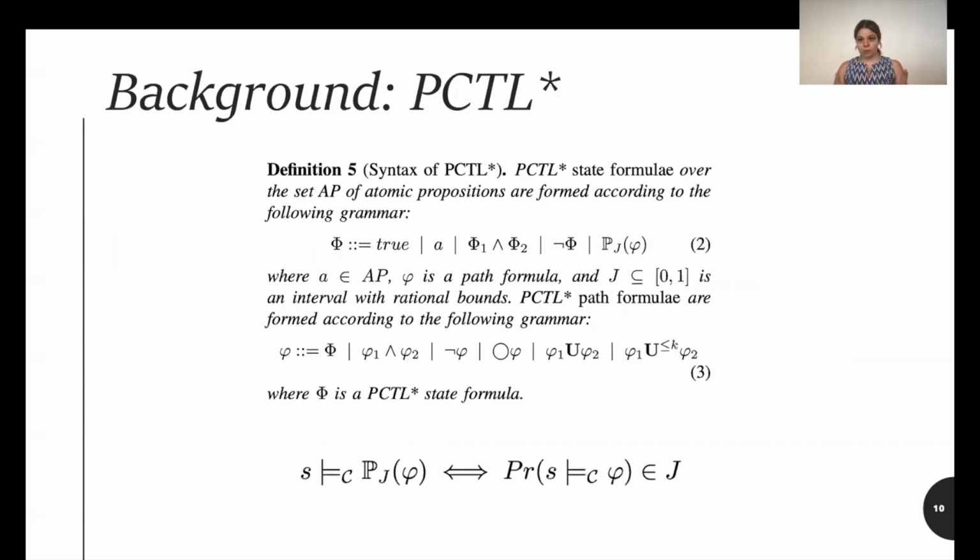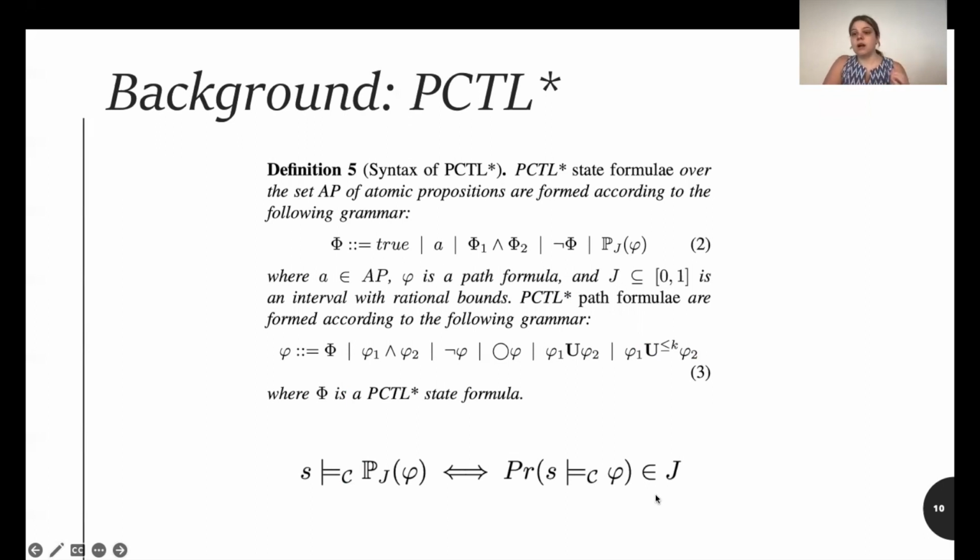We are looking at PCTL star as our modeling language, and PCTL star can define properties that have this probabilistic operator, where we're looking at whether the property phi is satisfied with probability in some interval J. So basically, we're seeing if the probability that the system satisfies the property is in this interval.